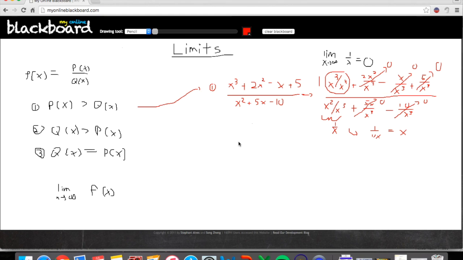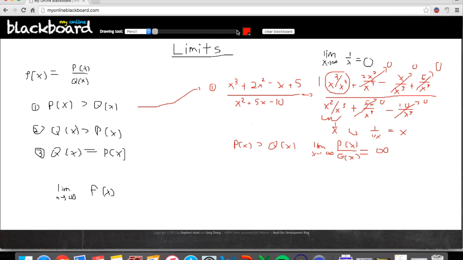So what we end up with is the statement, when p of x is greater than q of x, then the limit as, I'm going to write this out fully, as x approaches infinity of p of x over q of x is equal to infinity.